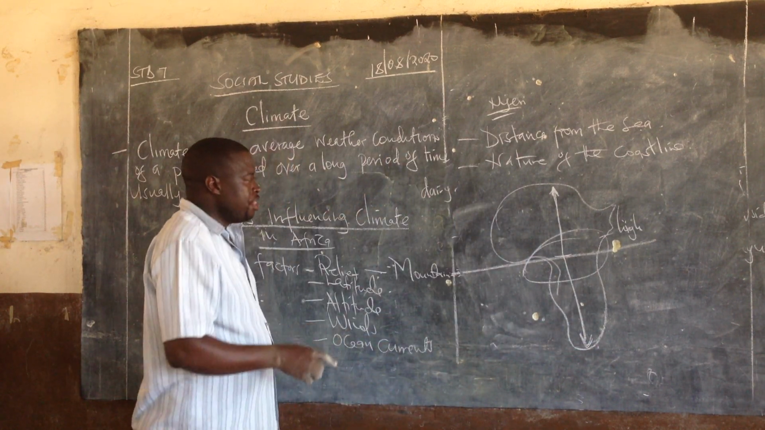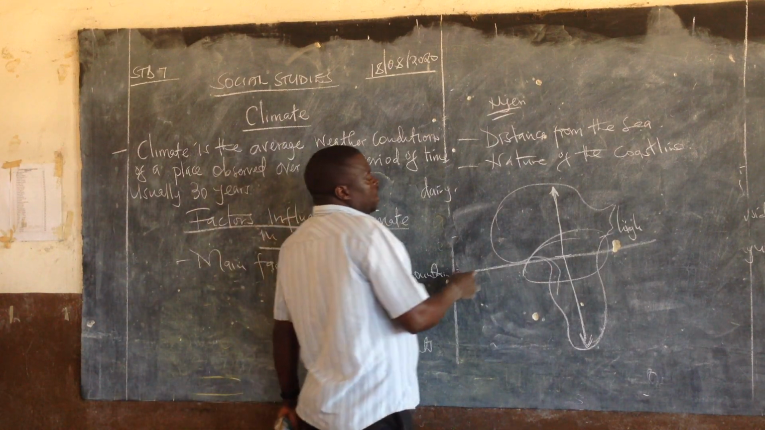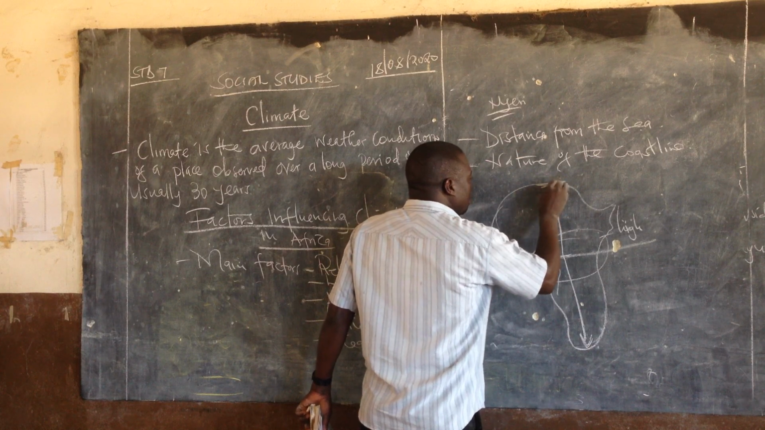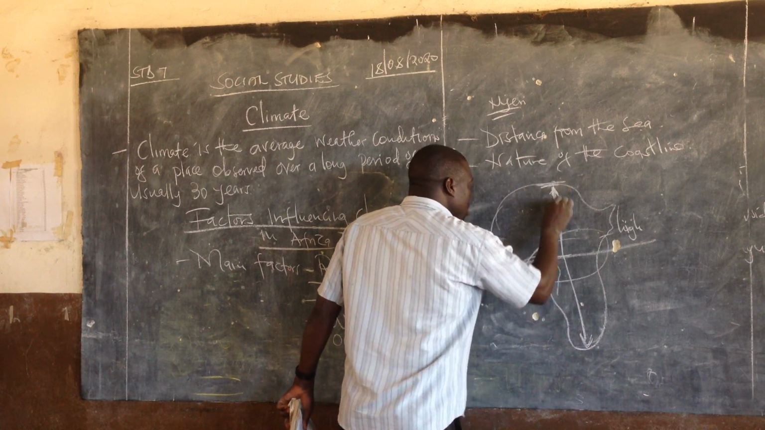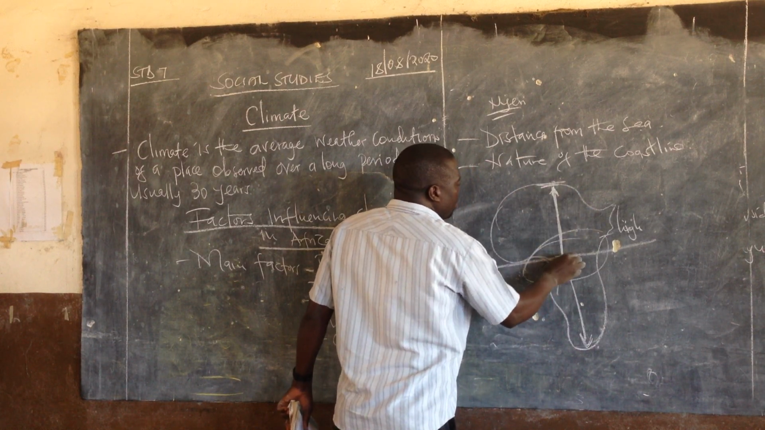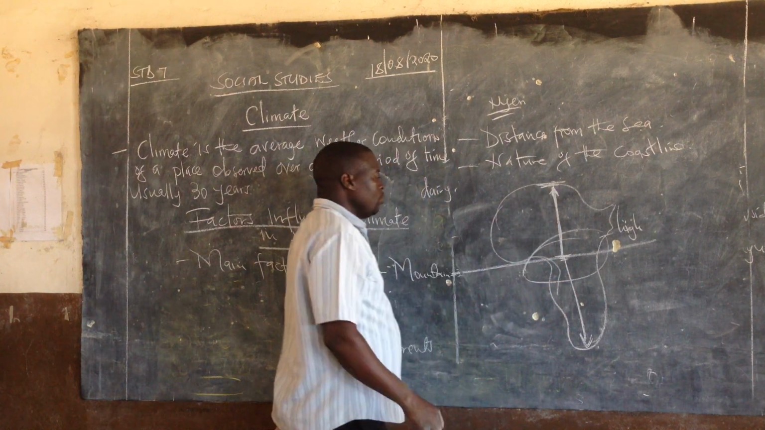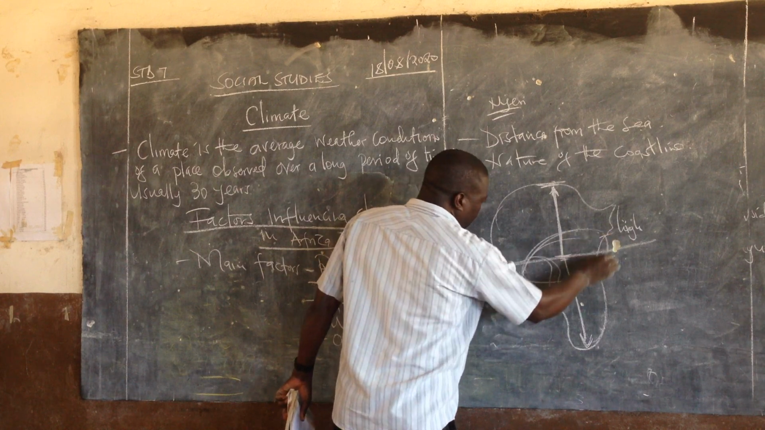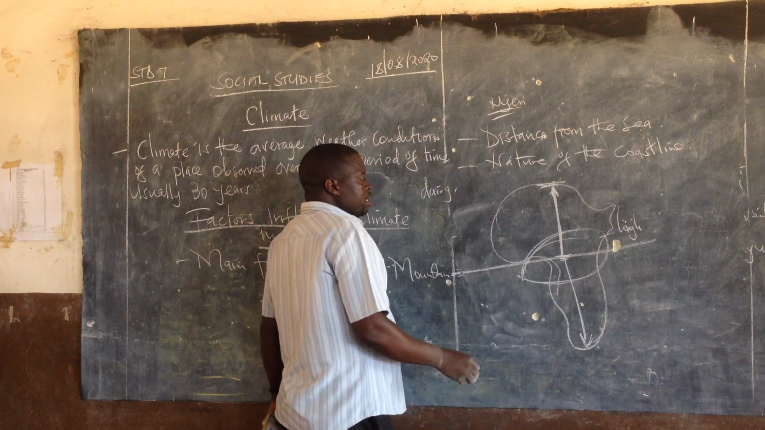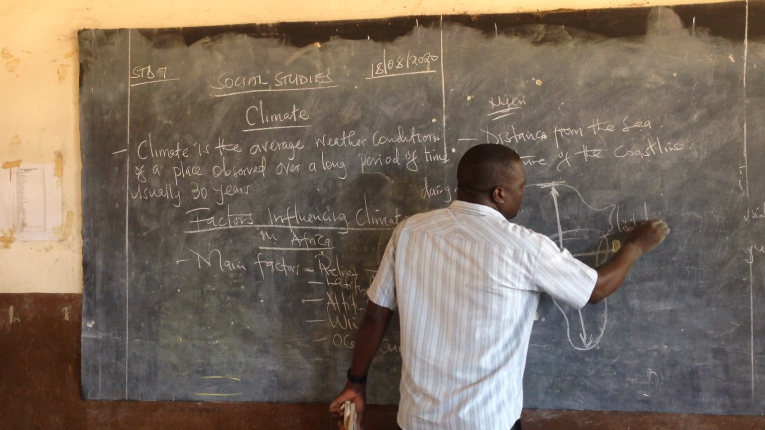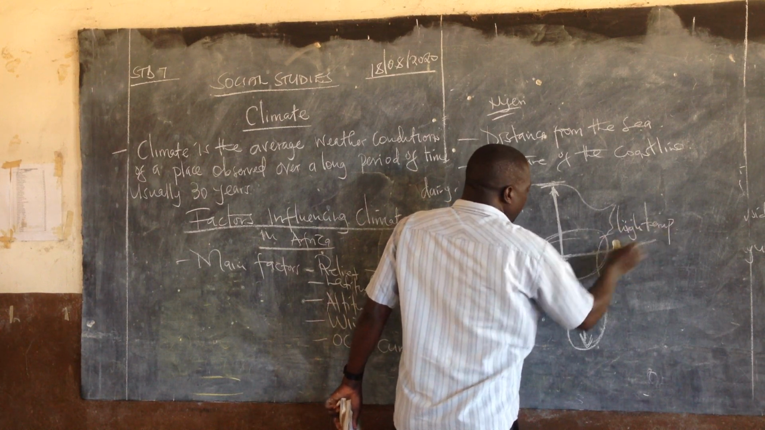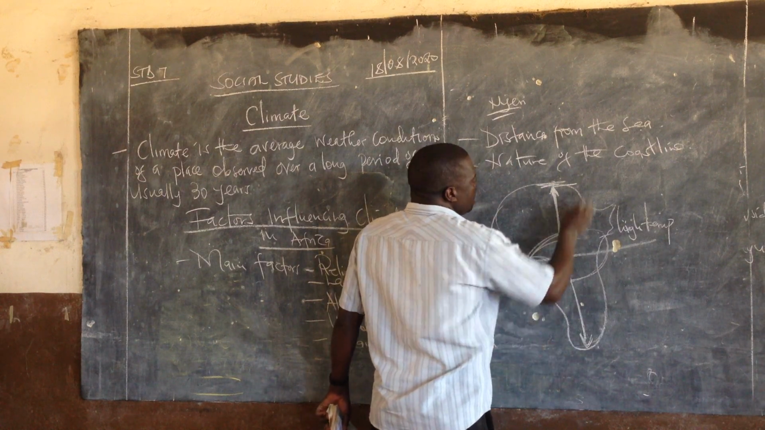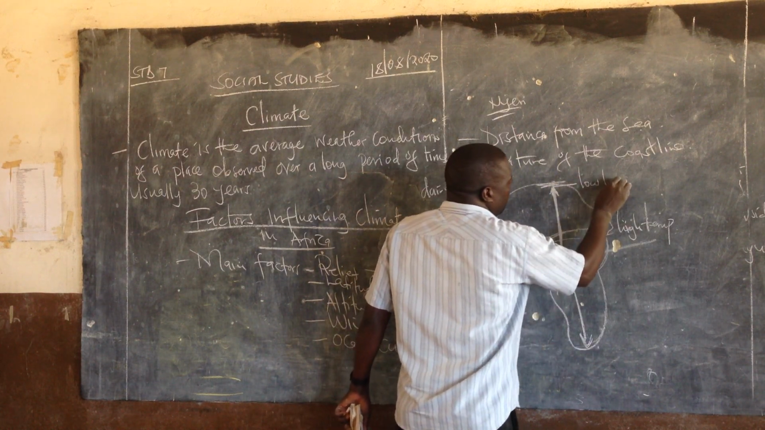Meaning that the temperature depends on the distance from the equator to the area where it is. So that is where latitude comes in. We are saying the distance from the equator. So areas within the equator will experience high temperatures. Areas far away from the equator have low temperatures.